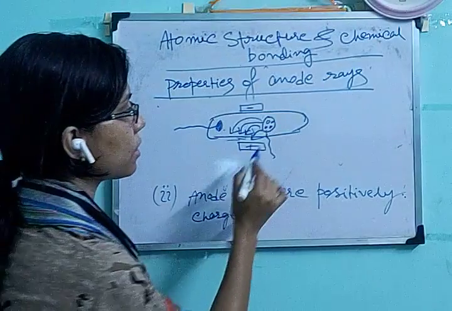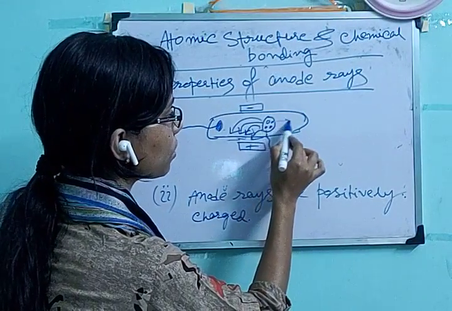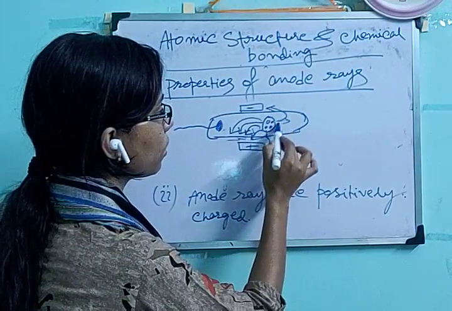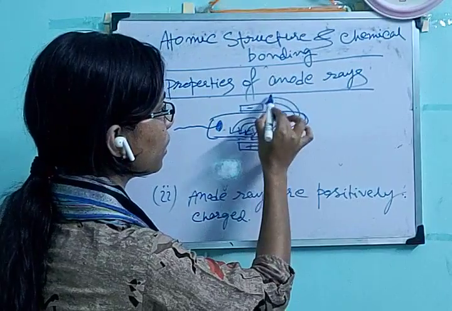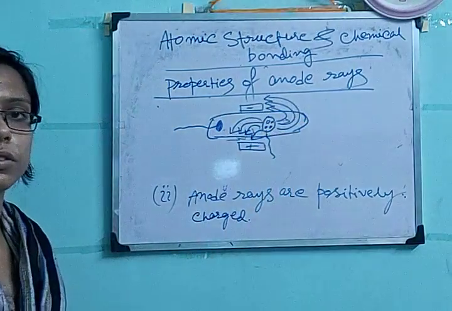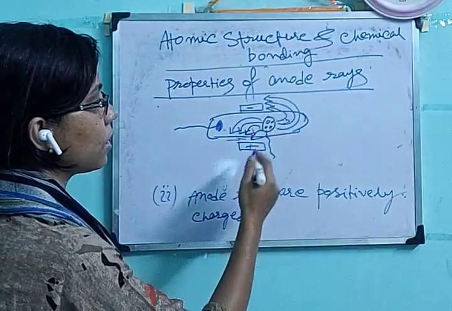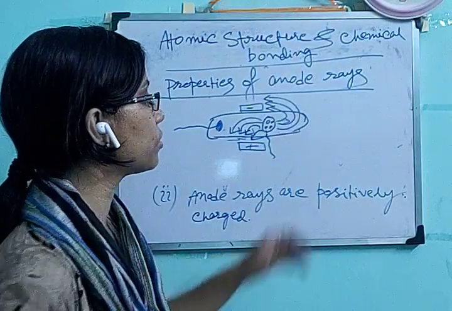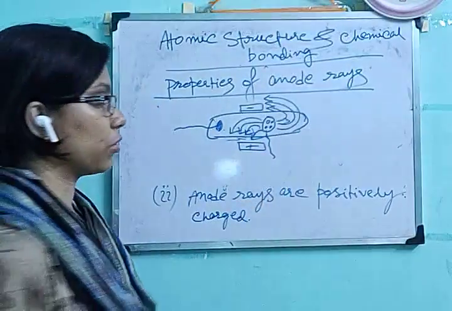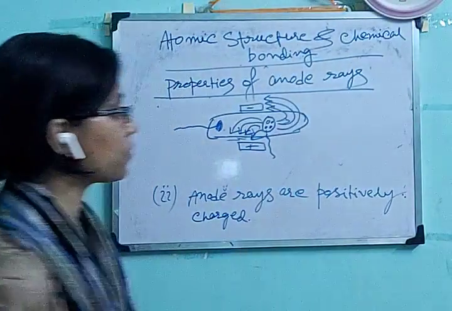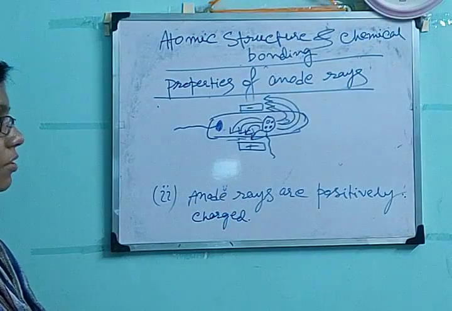Now the anode rays that are generating towards this side will be deflected towards this negative electrode. So that is the deflection: cathode rays towards the positive electrode and anode rays towards the negative electrode. So this is the proof that anode rays are positively charged.